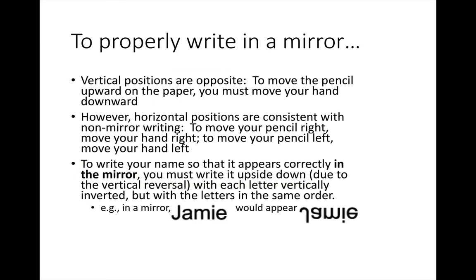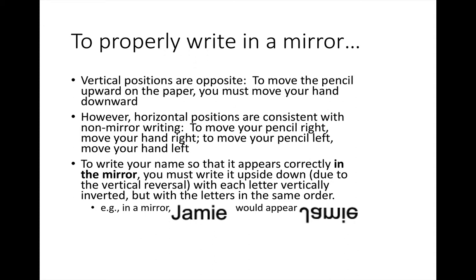And the question is, what if I had put up this slide first and told you that really to properly write in a mirror, you need to realize that vertical positions are opposite, but horizontal positions are consistent. So to write your name, if my name is Jamie, then my name would appear as it does there in the mirror. Do you think this would have made it any easier? And you might be thinking, maybe. I guarantee you if you went and tried it again right now, knowing this information, it would be just as hard. So why in the world can we not learn how to change our behavior so that we can do it correctly the first time in the mirror?